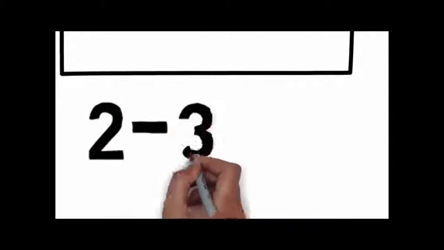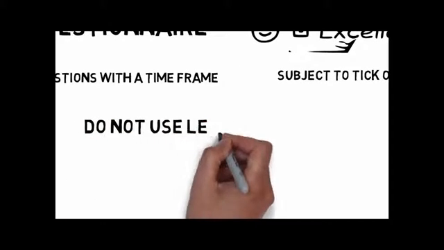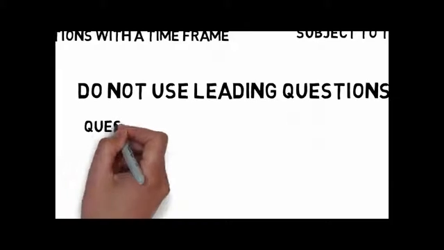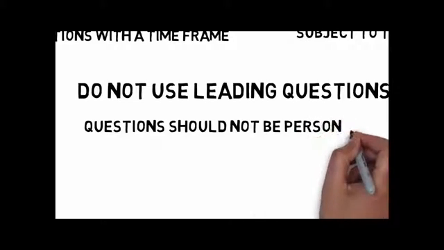There shouldn't be overlapping where, say, in this case I'm making the boxes and I'm labeling them with hours, so 0 hours, 1 to 2 hours, and then 2 to 3 hours. So there's some overlap there. So if we're doing 2 hours of an exercise, say, then there's more than one box we could tick. The other thing is we don't use leading questions, and also we don't use personal questions which participants wouldn't like to answer.